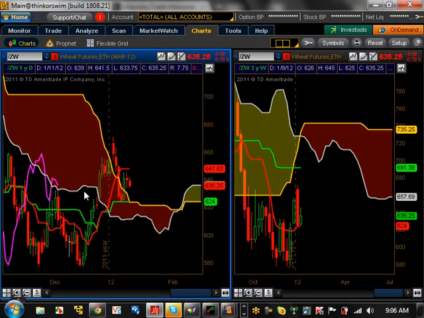Wheat, nothing really going on at all. It's at a major support level at 624. Resistance level is going to be at 670.